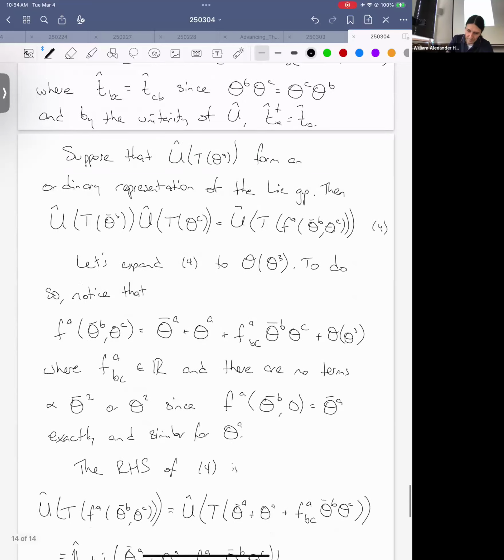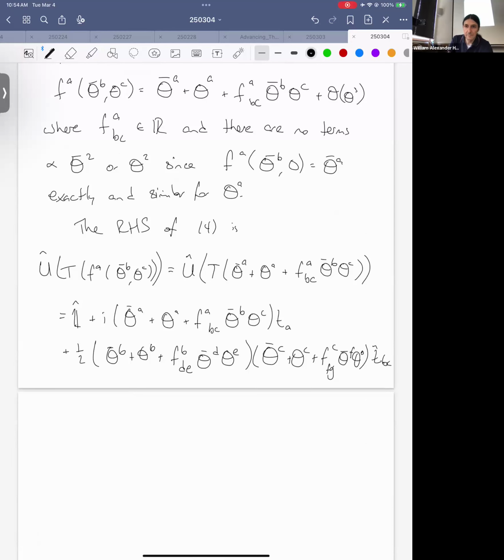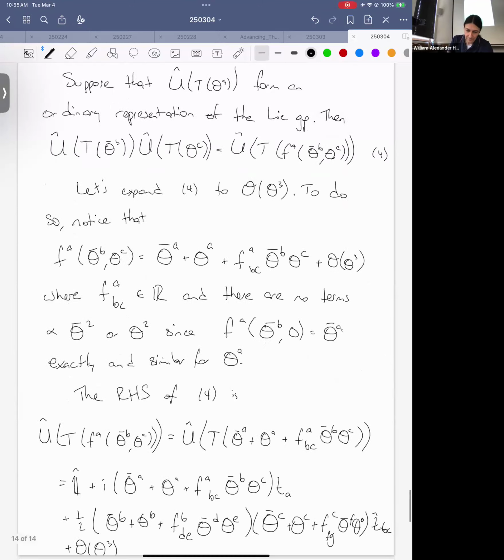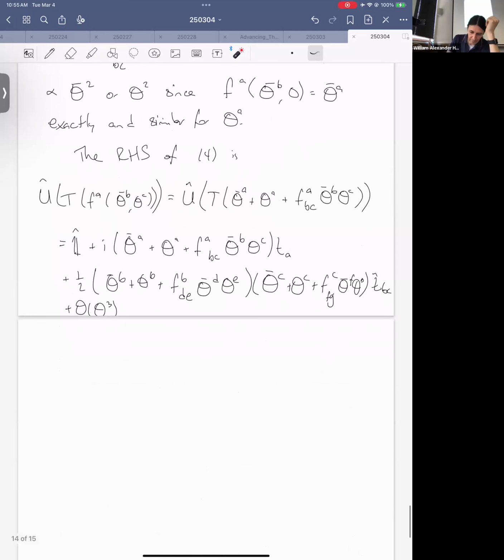And then from above, the TBC, and then plus order theta cubed. So I have, in air quotes, simply expanded the right-hand side here, utilizing the expansion of this FA to order theta cubed, and utilizing what I know the expansion of my group elements must be up to, again, order theta cubed self-consistently. And what I want to do is compare that to the left-hand side, similarly expanded out to order theta cubed.